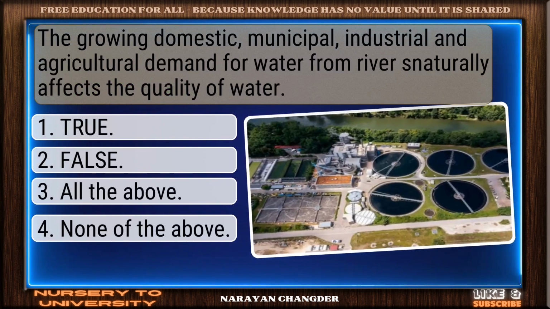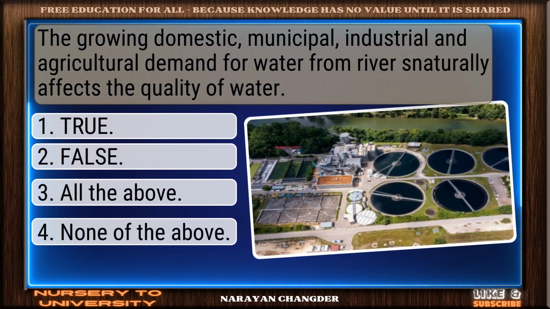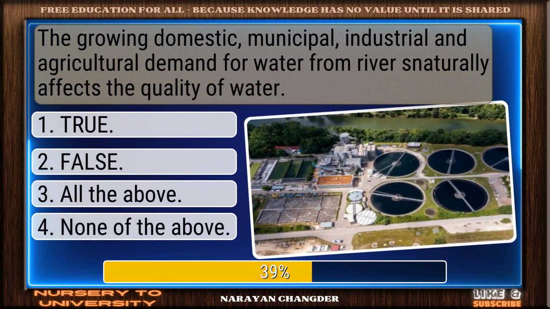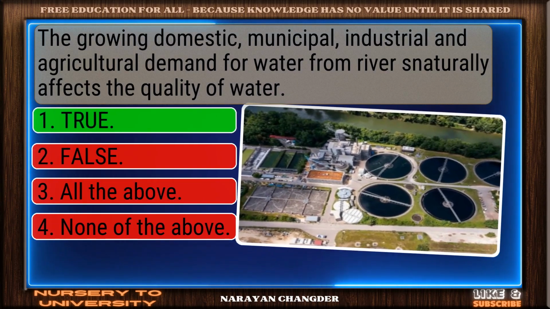Question number 22. The growing domestic, municipal, industrial and agricultural demand for water from rivers naturally affects the quality of water. Smart pick. True is the correct choice.